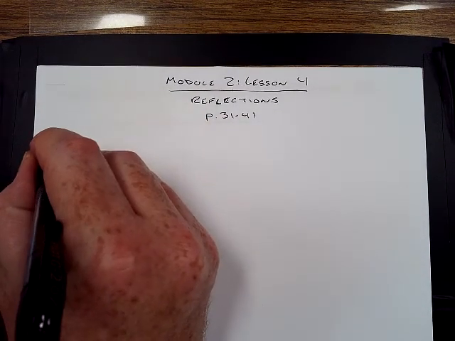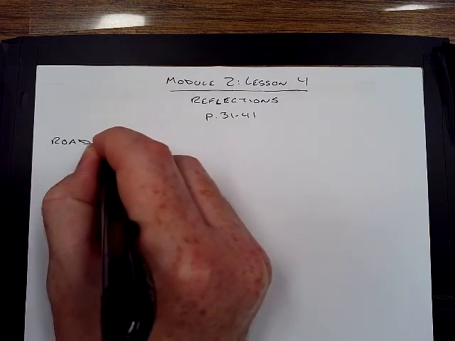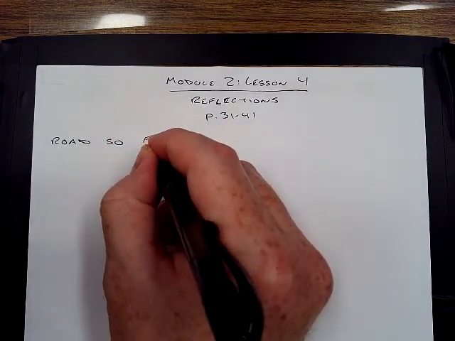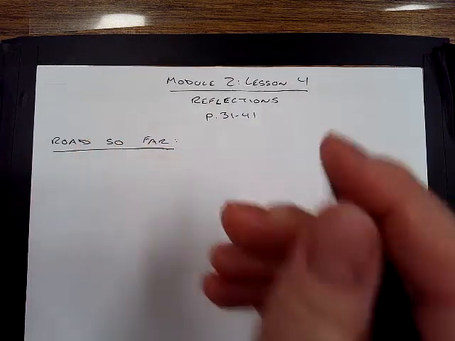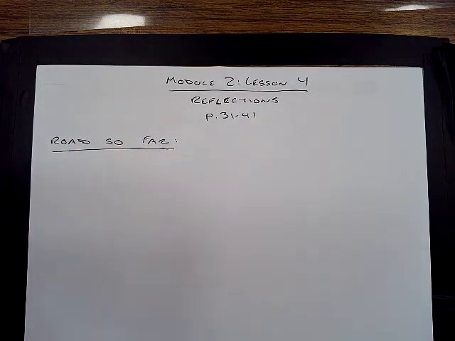So let us talk about the road so far. Remember, if you need to pause the video at any time, you can pause the video whenever you want. You can rewind the video, go back and watch something for more clarification. If you are pretty sure you understand something, you can even skip ahead of the video, but always check for your own understanding and make sure you understand the concepts.